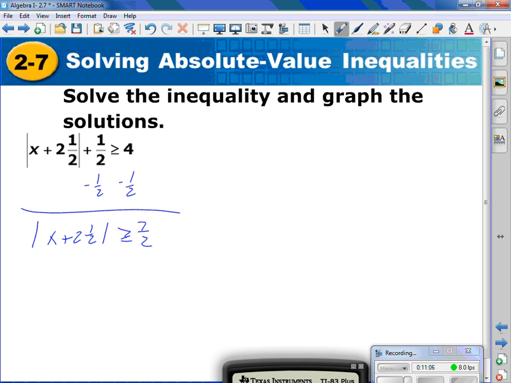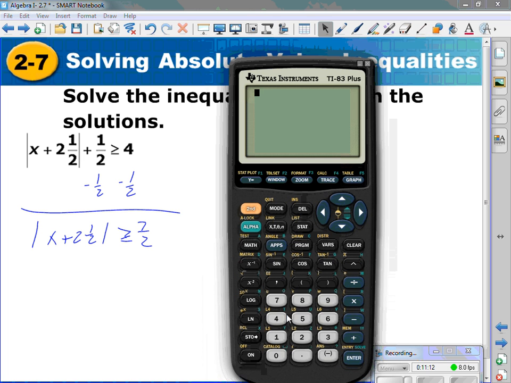I didn't need to do anything with a calculator. I didn't need to go and write anything down. That's just mental math. If I had to use the calculator, 4 minus, now if I think, what does 1/2 mean as a decimal? Minus 0.5. Math, enter, enter, 7/2.